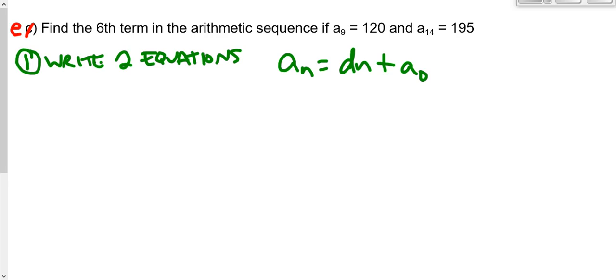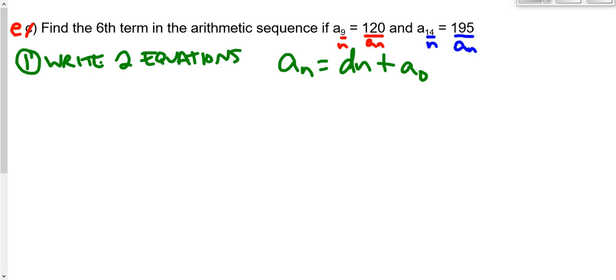Now, in this first equation, a sub 9 equals 120. Remember, whatever number is down here, that's the nth term. So this is the 9th term. And then over here, 120, that's a of n, so a sub 9. And again, in this equation, we have something similar. This is the 14th term, n, and this is a sub 14, so that's a of n. So we've been given two pieces of information that we can write general equations for.